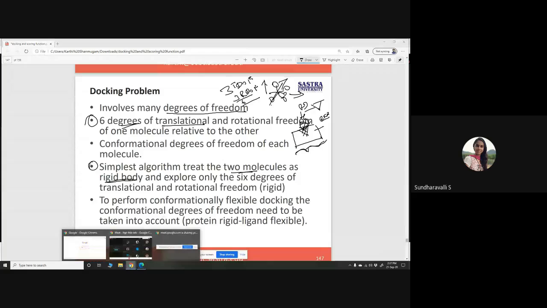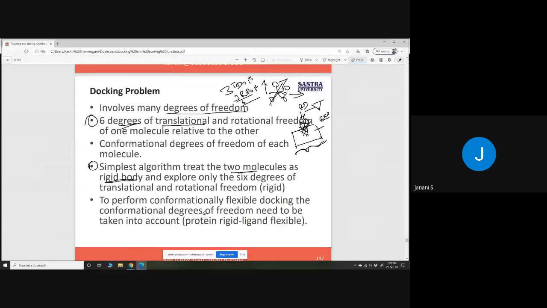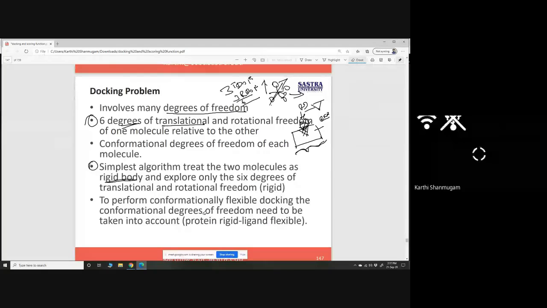Is my screen visible now? Yes, sir. Am I audible? I don't know when I disconnected. Can you tell what exactly I discussed before disconnection? Rotational and translational, 3 degrees each.